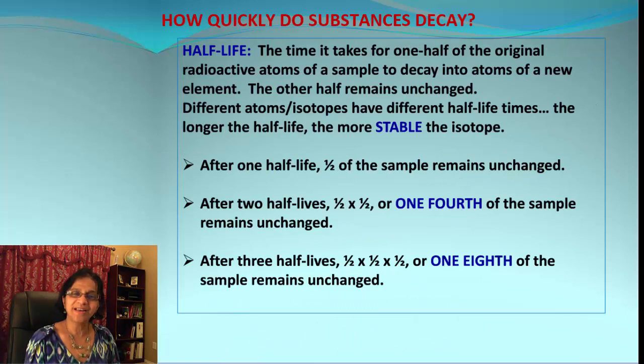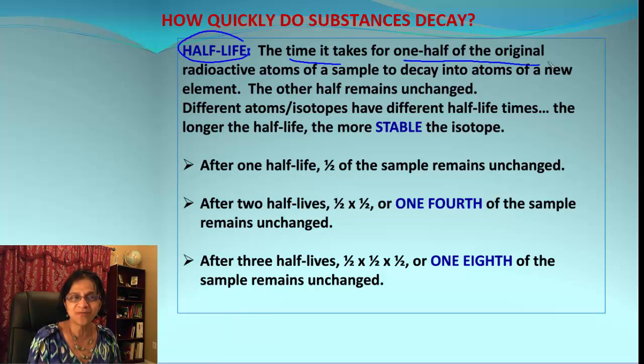Now, how quickly will a radioactive substance decay? It depends upon the half-life of the substance. Half-life is nothing but the time it takes for 1/2 of the original substance to decay and form the new element. Different atoms and different isotopes all have different half-lives. The longer the half-life, the more stable the isotope is.